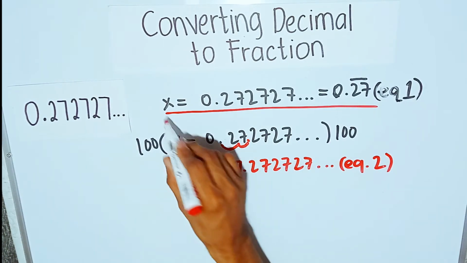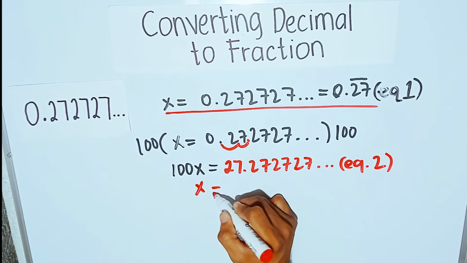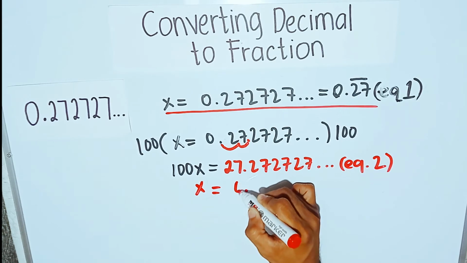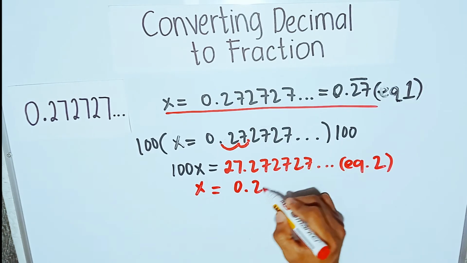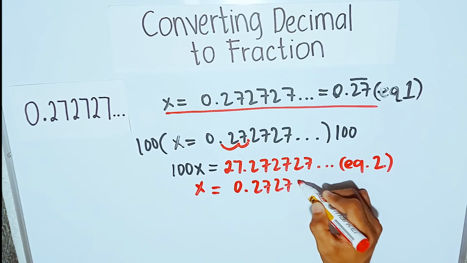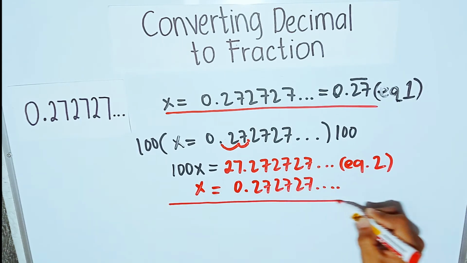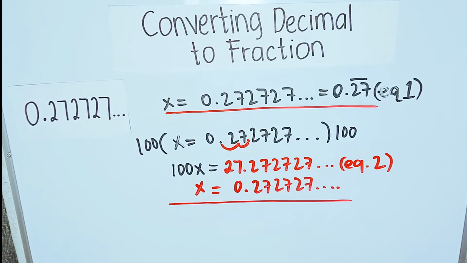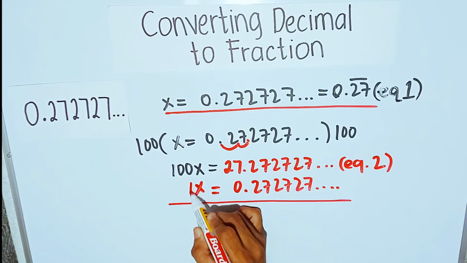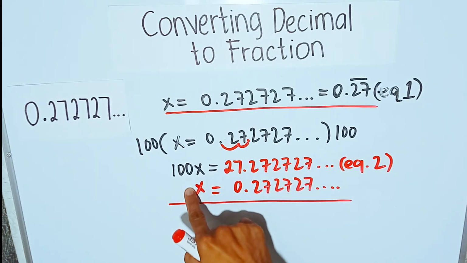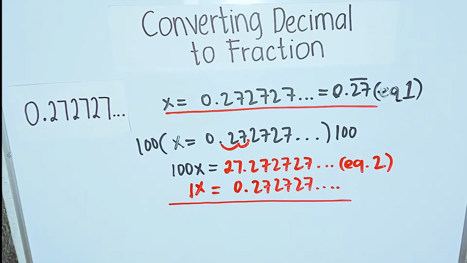After that, kunin natin yung equation 1, ito equation 1, at ilagay natin dito para i-subtract natin. So, meron tayong x. x is equal now to 0.272727..., align natin yung point. And then, subtract na natin. So, meron tayong katabi na 1. Lagi yan, yung x laging may katabing 1, kahit na walang 1 yan.